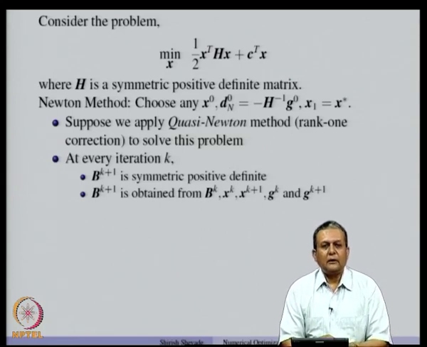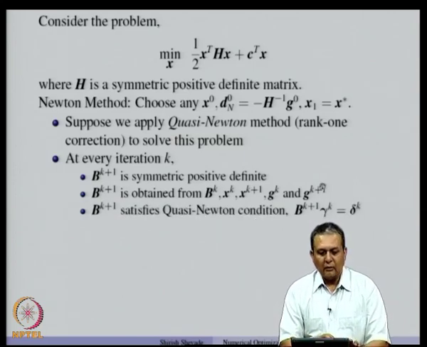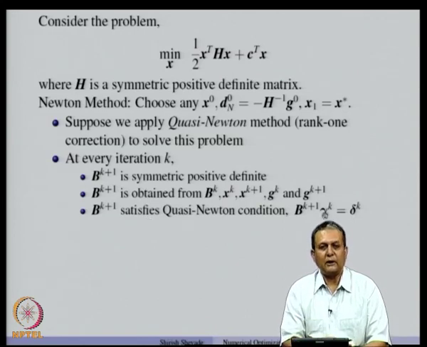Now, at every iteration, let us assume that we have some mechanism to get Bk plus 1 from Bk, and Bk plus 1 is symmetric and positive definite at every iteration. So, suppose that is ensured and Bk plus 1 is obtained from Bk, delta k, and gamma k. Further, we also assume that Bk plus 1 satisfies the Quasi-Newton condition, which is Bk plus 1 gamma k is equal to delta k. So, all these conditions are satisfied at every iteration k.